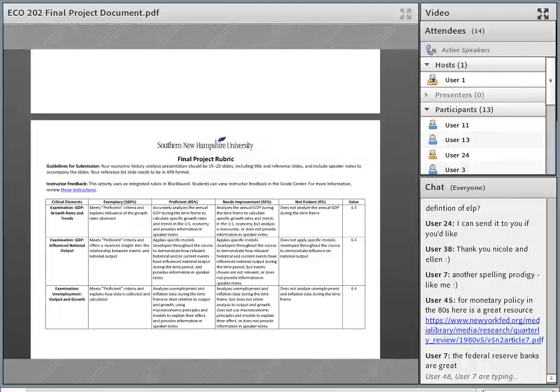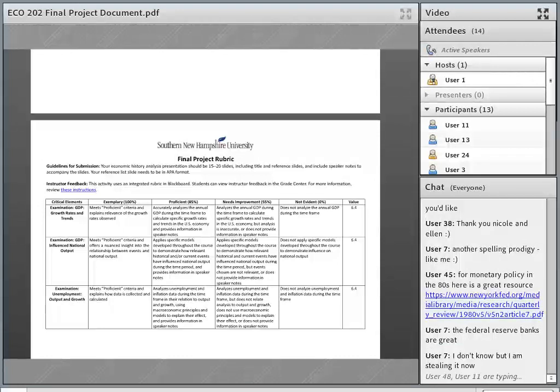Thanks, Amanda. Again, such great resources. Do we have that one anywhere in our class, Ellen? That link to the New York Fed? Or is that a new one? We have so many Fed links.